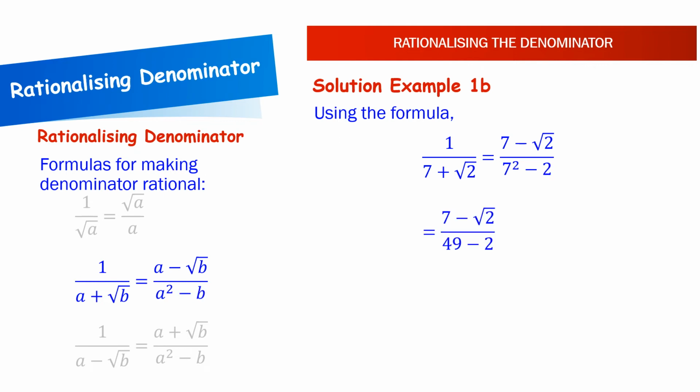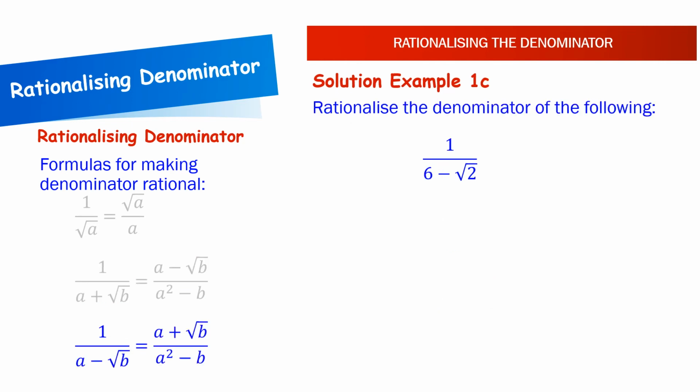Then tidy up. 7 minus root 2 stays as it is. 7 squared is 49, and 2 stays as it is. So here we have 7 minus root 2, and tidying up some more, 49 minus 2 is 47. So we're left with 7 minus root 2 all over 47.